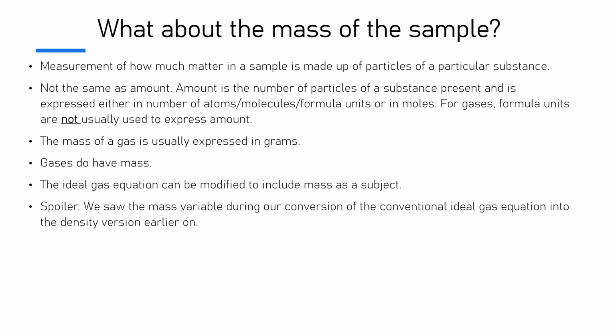The mass of a gas is usually expressed in grams, and gases do have mass. It's obviously not as much as you could get with solids or liquids, but gases do have mass. And the ideal gas equation can be modified to allow for the inclusion of mass, and we saw mass as a variable within the equation when we were converting the original ideal gas equation into the density version earlier on. Let's now quickly go through how we can get from the original ideal gas equation to a modified version with mass as the subject.